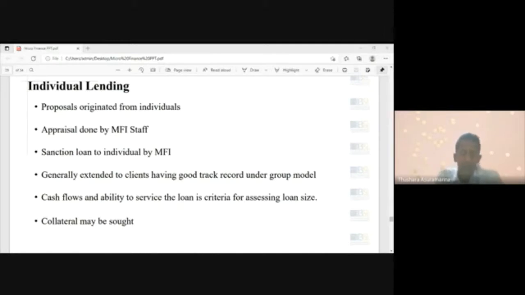Not like the group strength, not like the personal guarantees, those synergies are secondary. Here we check whether individually they are capable of servicing a loan. Individually, the business can generate cash flows. So cash flows and ability to service the loan is the criterion for assessing loan size.